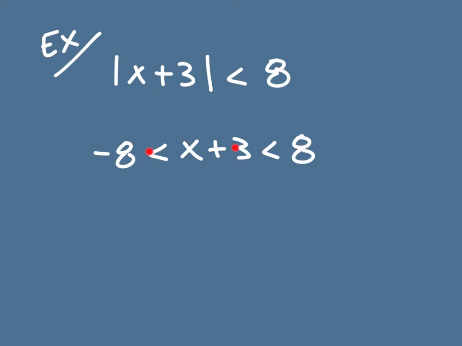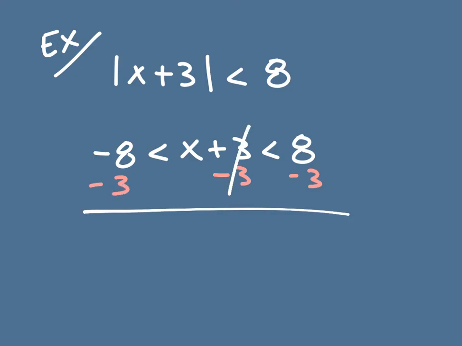In order to solve this, if I want to isolate x in the middle, I need to subtract 3 on all three sides. That's going to cancel out in the middle. We're left with x is less than and greater than: 8 minus 3 gives us 5, and negative 8 minus 3 gives us negative 11.